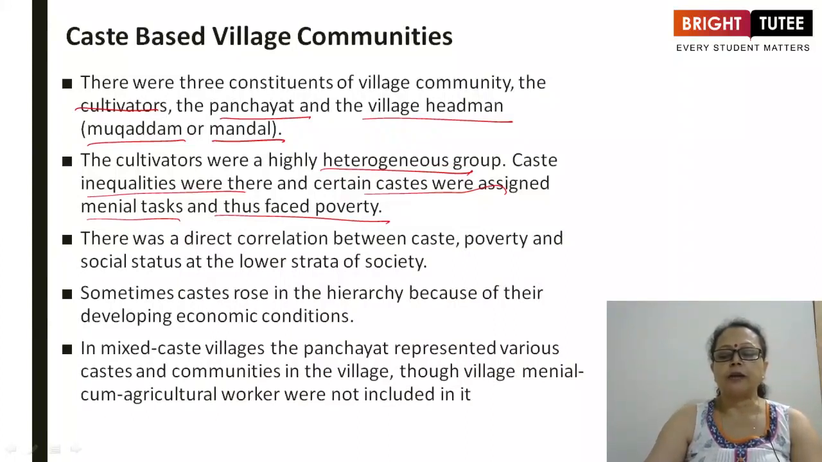So nowhere is our society left where they are not following this caste system. Everywhere it is. Sometimes a caste rose in the hierarchy because of its developing economic conditions. The menial people, the excluded section of society, are not supposed to possess property. So they are the poor people.